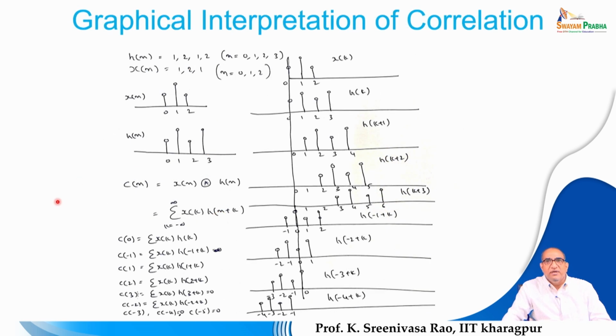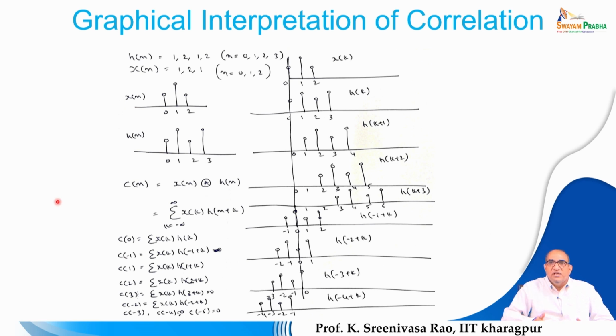Similarly, we can also visualize the correlation in a graphical way. As I have mentioned, the difference between convolution and correlation is that in the case of convolution the formula is y of n equals the summation over k of x of k multiplied by h of n minus k.